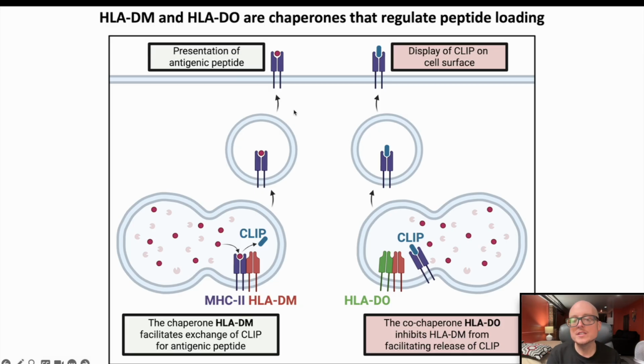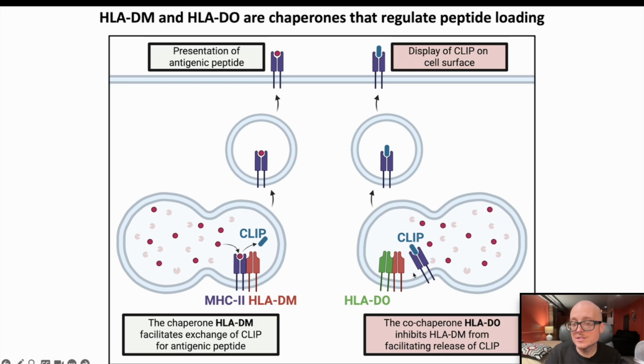In contrast, HLA-DO is a negative regulator of this process, and it does so by inhibiting HLA-DM and preventing its association with the MHC class II CLIP complex. So as you can see here, HLA-DO is sequestering HLA-DM and blocking it from binding to its other potential partner, the MHC class II molecule. So in the presence of HLA-DO, if HLA-DM is inactive, that means CLIP will never be displaced, and the exogenous antigenic peptides will not have any opportunity to be loaded into the peptide binding groove.